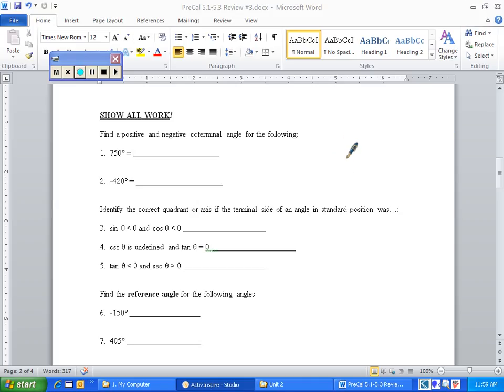So if I decide to plug in negative 1, then that will just give me 390. Okay? So 390 is a positive coterminal angle. Now if I plug in negative 2, that gives me 30. That's not going to work because I need a negative one now. So I'm going to erase and try something else. Negative 3.